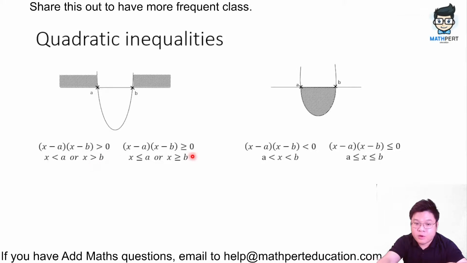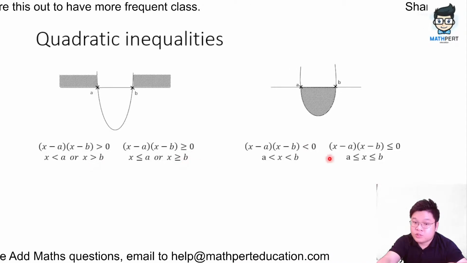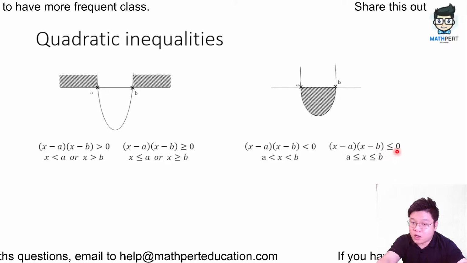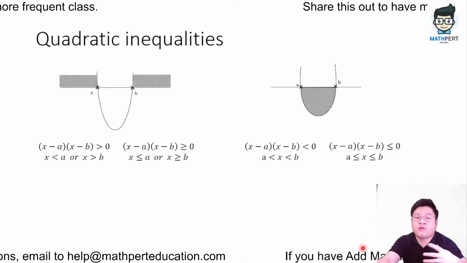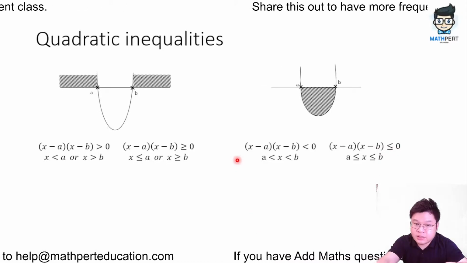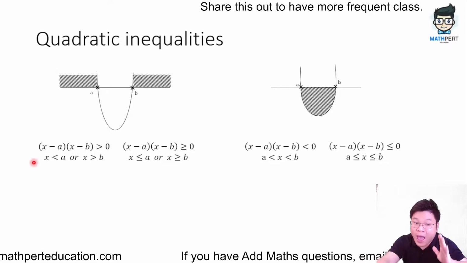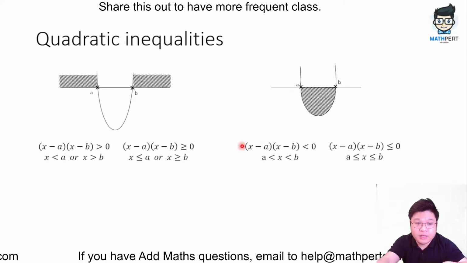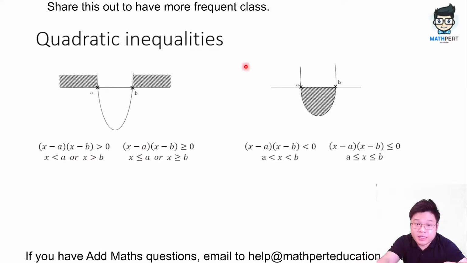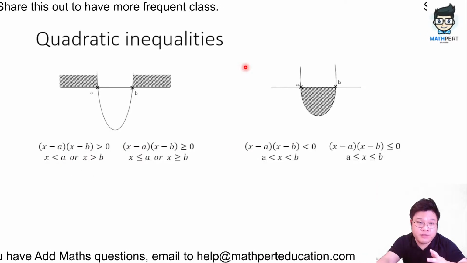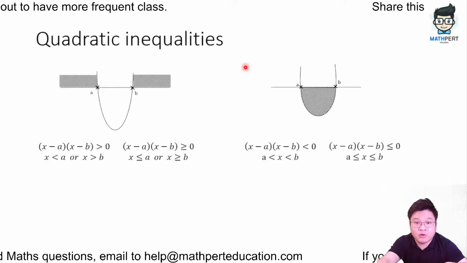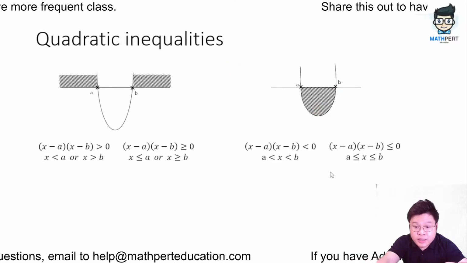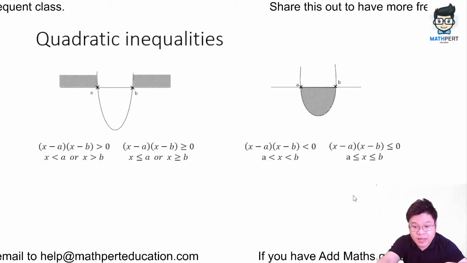Greater than, greater or equals to, smaller than, smaller or equals to. So how do we solve quadratic inequalities? When the coefficient of x squared, in this case the a, is a positive number, that means greater than 0. So when it is greater than 0, how does the graph look like?